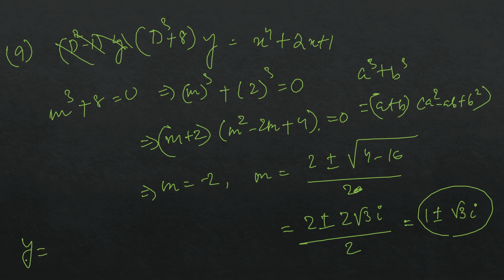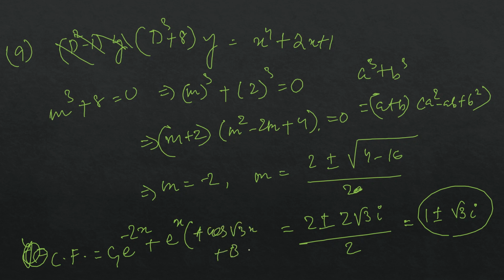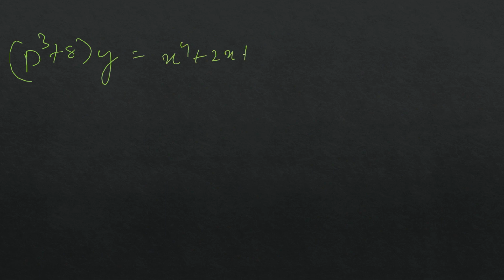So y CF will be C1 e to the minus 2x plus e to the power x (a cos of root 3 x plus b sine of root 3 x). Okay, this is the CF. Now what is the particular integral? We have to find it. So again, (D cube plus 8) y is equal to x fourth plus 2x plus 1. So particular integral is equal to 1 by (D cube plus 8) of (x fourth plus 2x plus 1).